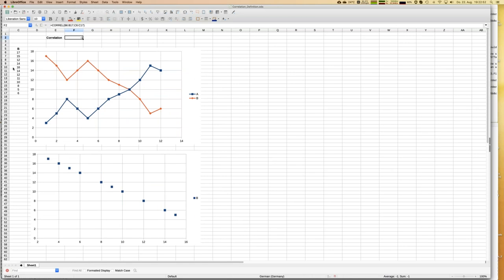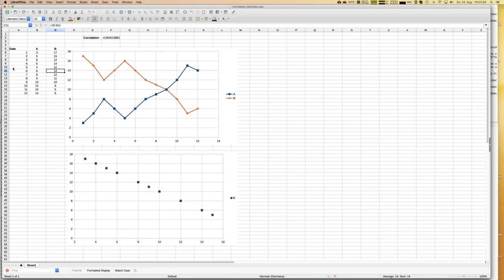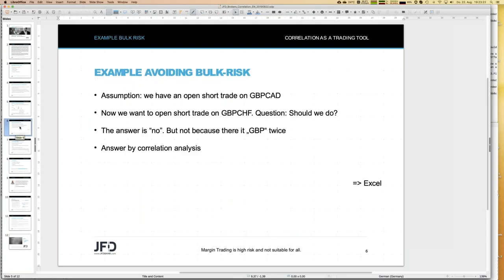And we can disturb that as well if I put some other numbers. Of course, once again, we have not any more the perfect minus one. Keep those pictures in mind if you have later correlation numbers in terms of what is meant with 0.3 or 0.9. So it's just illustrating that a little bit. Okay. Now, since we have the definition, we can use the next step. And that was the example of avoiding bulk risk. And let me be just pragmatic here. And I will show you a real graph in MT4 as well in a second. Let's assume that we have a short trade on British pound, Canadian dollar. Okay.